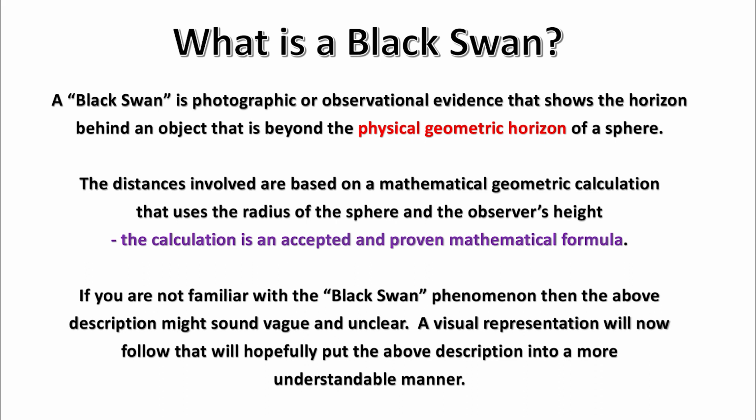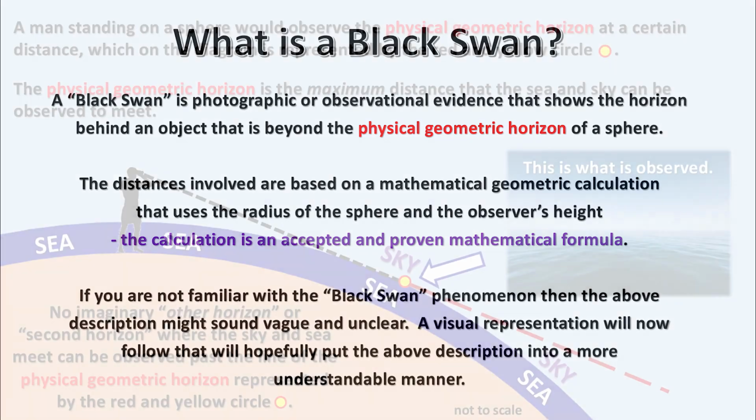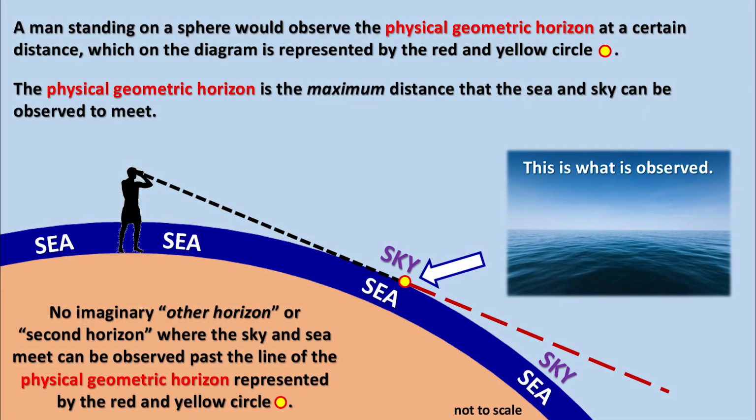If you are not familiar with the black swan phenomenon, then the above description might sound vague and unclear. A visual representation will now follow that will hopefully put the above description into a more understandable manner. A man standing on a sphere would observe the physical geometric horizon at a certain distance, which on the diagram is represented by the red and yellow circle. The physical geometric horizon is the maximum distance that the sea and sky can be observed to meet. This is what is observed. No imaginary other horizon or second horizon where the sky and sea meet can be observed past the line of the geometric horizon represented by the red and yellow circle.